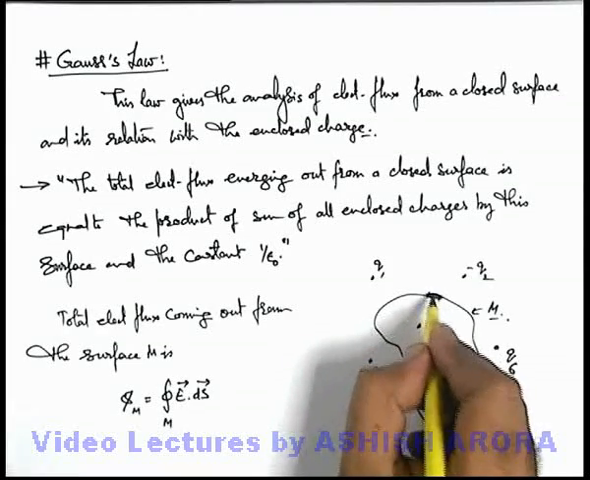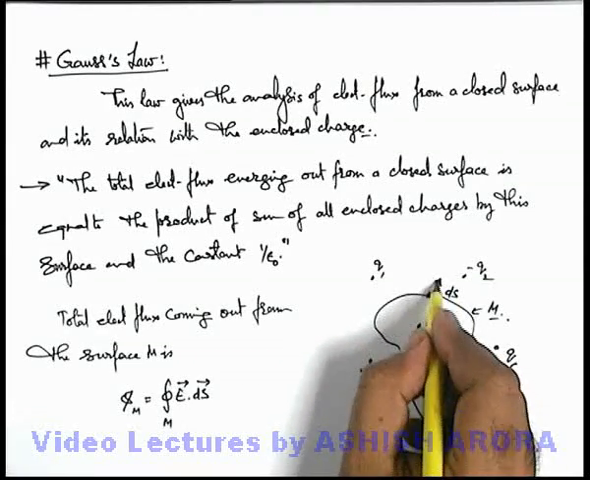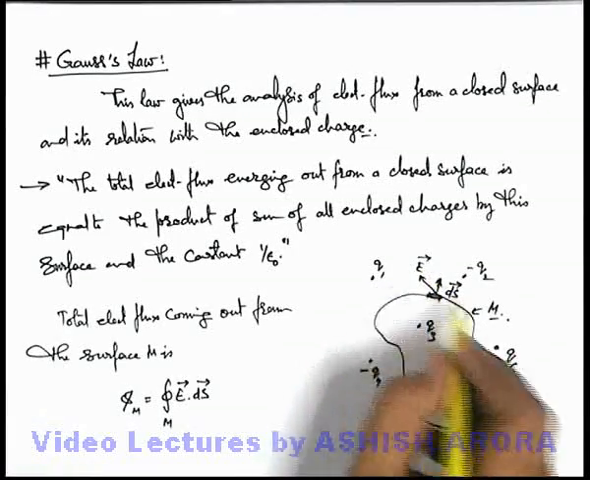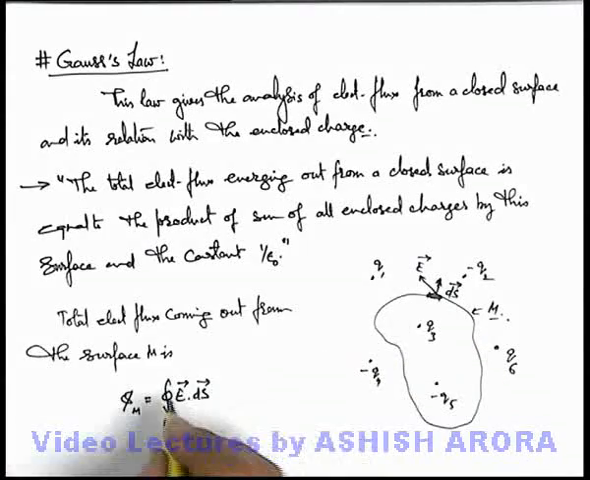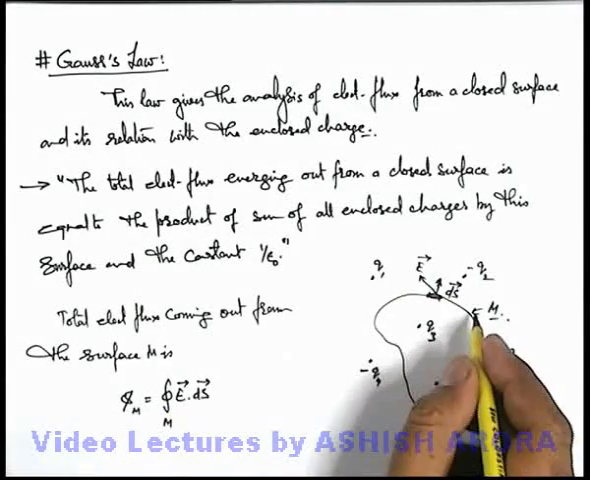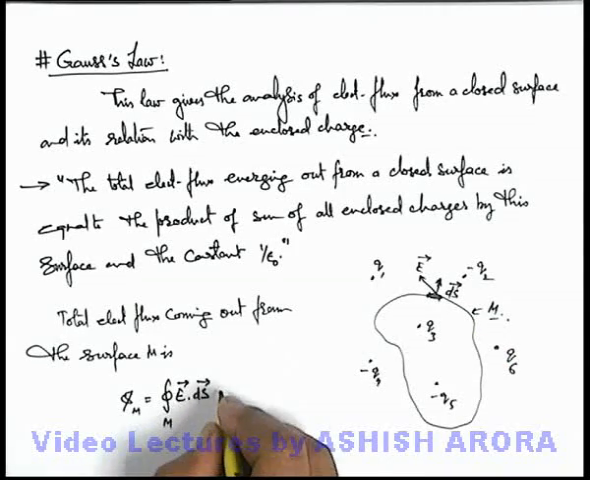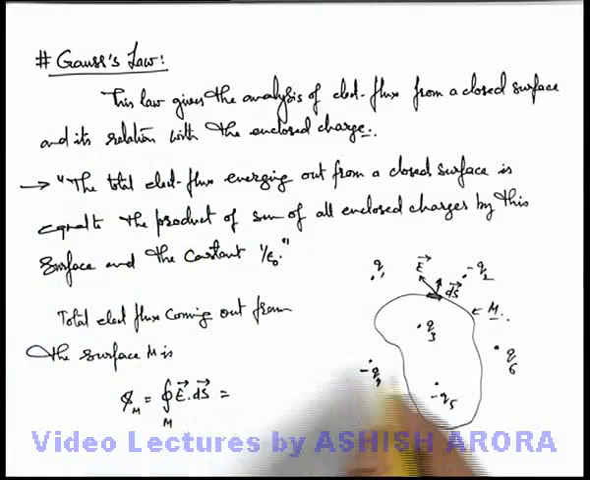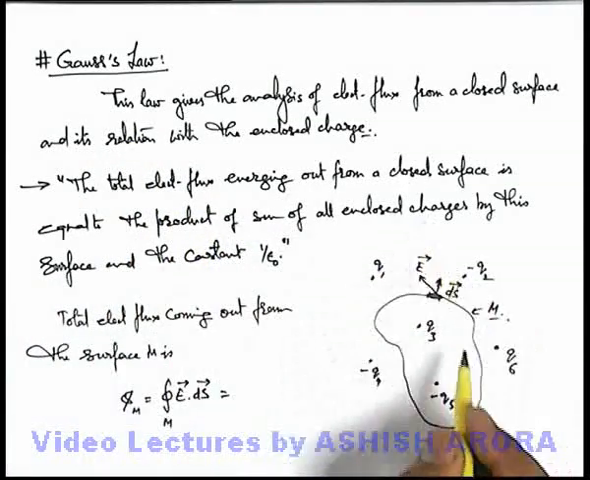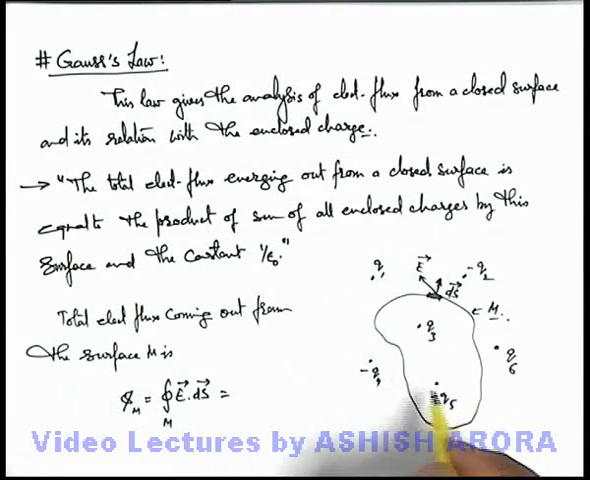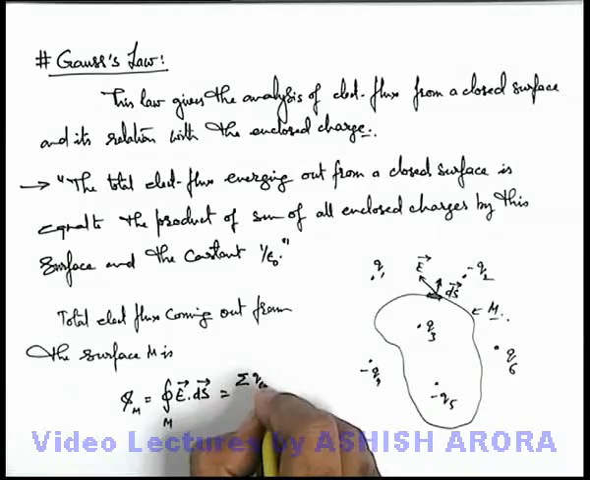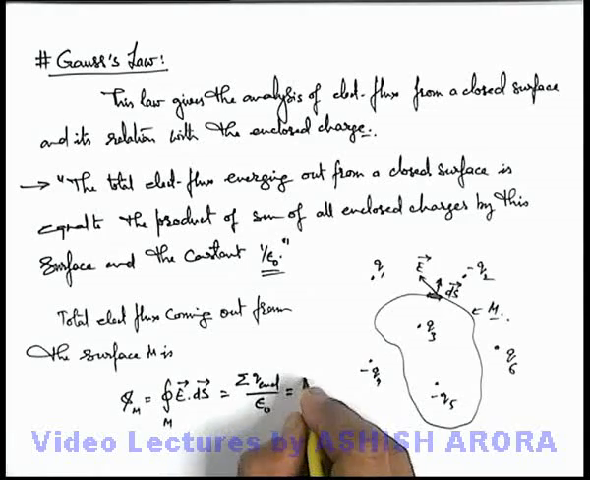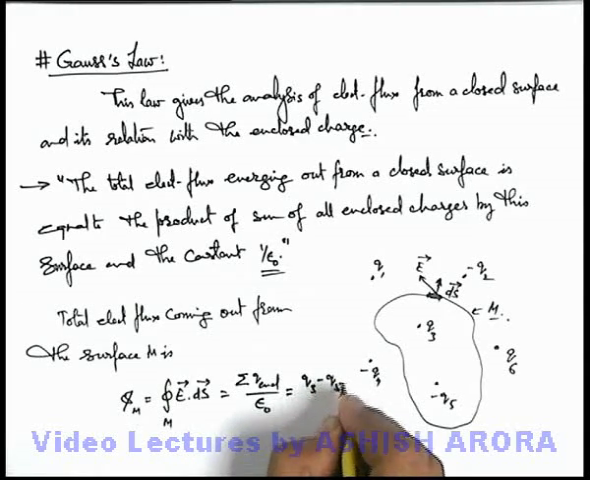We consider a small elemental area ds on the surface and we find out the net electric field at this point where this ds is considered, which is due to all the charges in the region. And by calculating E dot ds for the overall surface M, we get the total flux coming out from the surface. And according to Gauss law, this total flux emerging out from the surface is equal to sum of the enclosed charges, which are Q3 and minus Q5, by epsilon naught because it is multiplied with the factor 1 by epsilon naught. So it can be written as Q3 minus Q5 by epsilon naught.